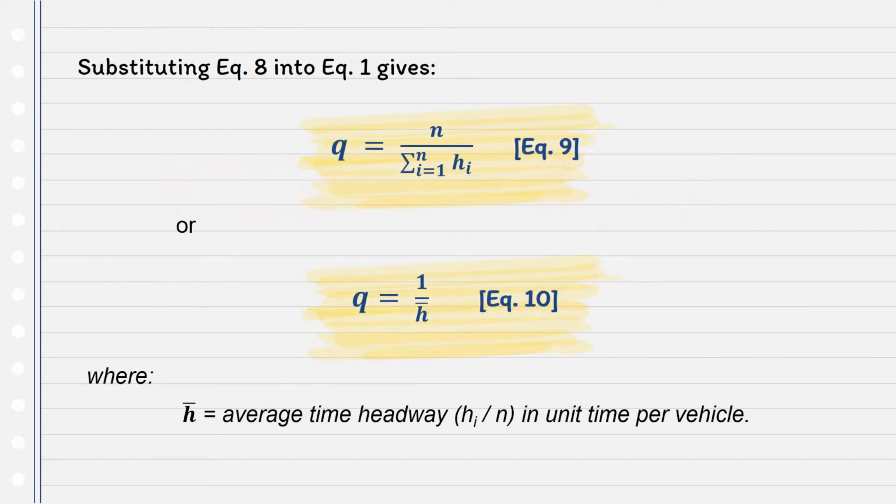Substituting equation 8 into equation 1 gives q is equal to n over the summation of i equals 1 to n of h sub i, or q is equal to 1 over h bar, where h bar is the average time headway or the summation of h sub i over n in unit time per vehicle. This is now the equation for the time headway.